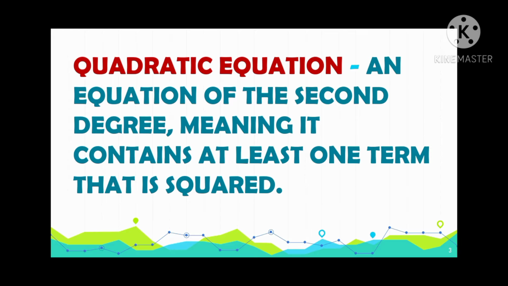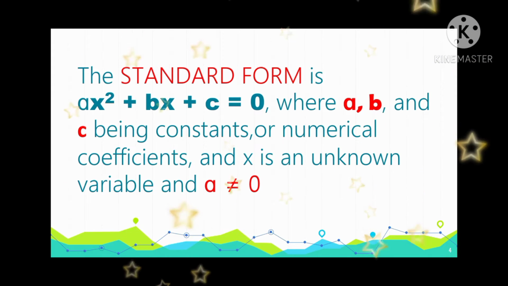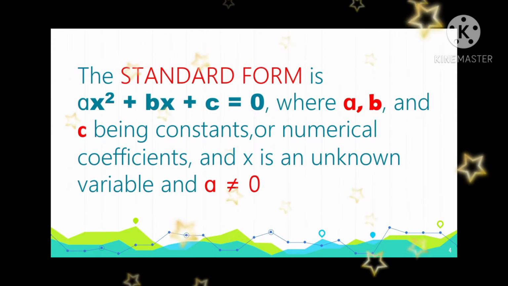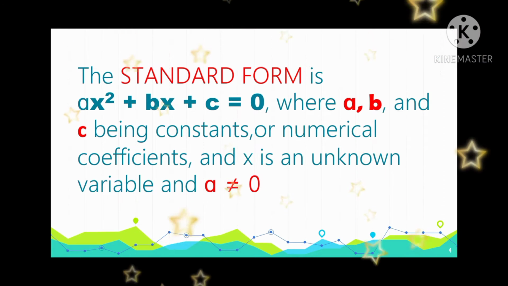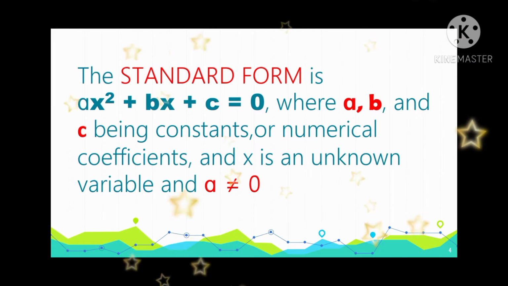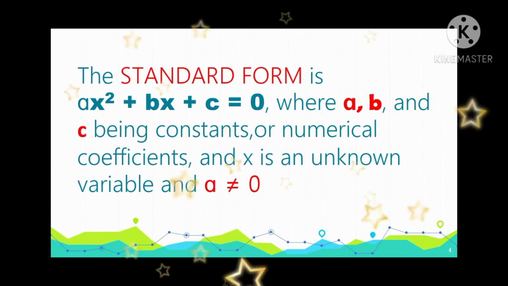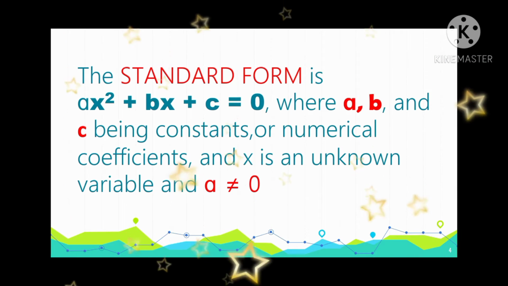So it is an equation of the second degree, meaning it contains at least one term that is squared. The standard form is ax squared plus bx plus c equal to 0, where a, b, and c being constants or numerical coefficients, and x is an unknown variable and a is not equal to 0.